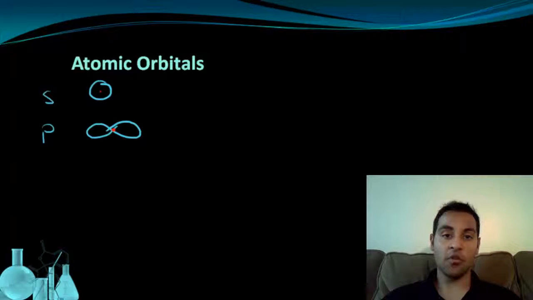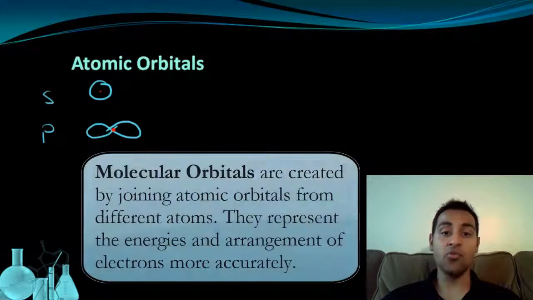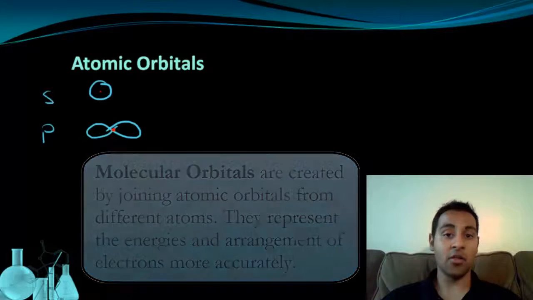When atoms form molecules, they do so by sharing electrons. So if an electron from an S orbital of one atom is shared with an electron from an S orbital of another atom, they actually form a new orbital, what we call a molecular orbital. And this molecular orbital does a better job of describing the actual energies and arrangements of electrons within a molecule.